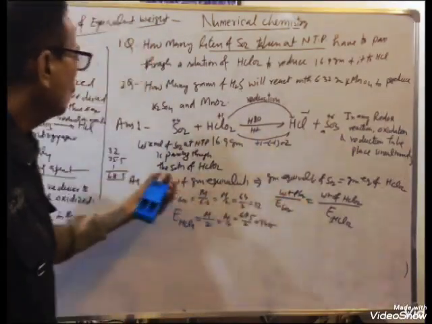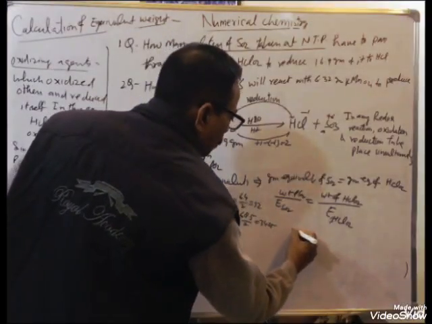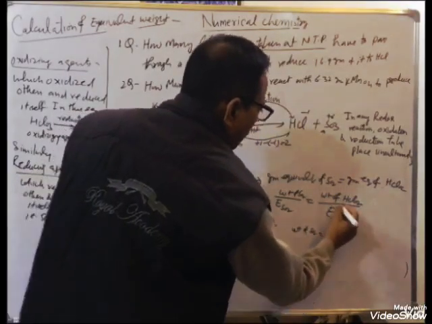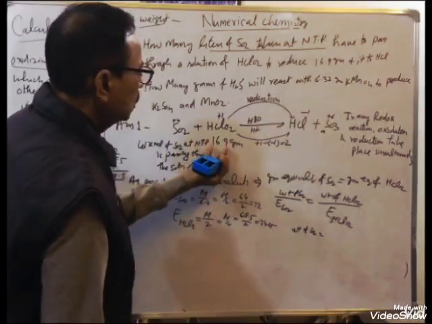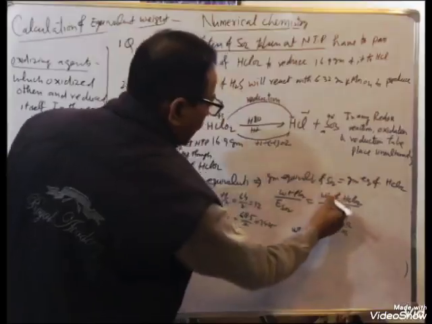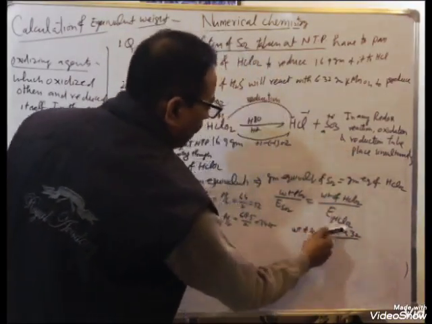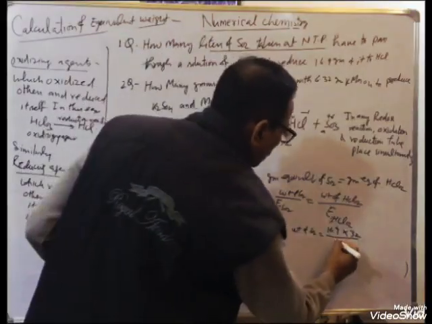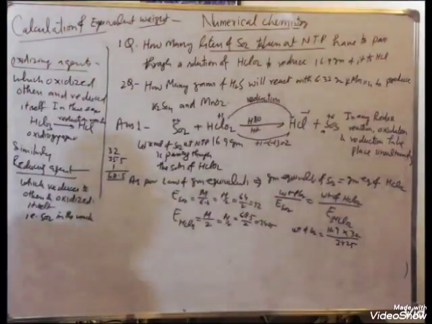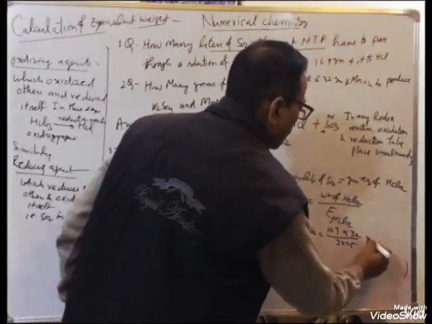So the weight of SO2 will be equal to the weight of HClO2, that is 16.9 gram, multiplied by the equivalent weight of SO2, that is 32, divided by the equivalent weight of HClO2, that is 34.25. So this is the weight of SO2 reacted in grams.